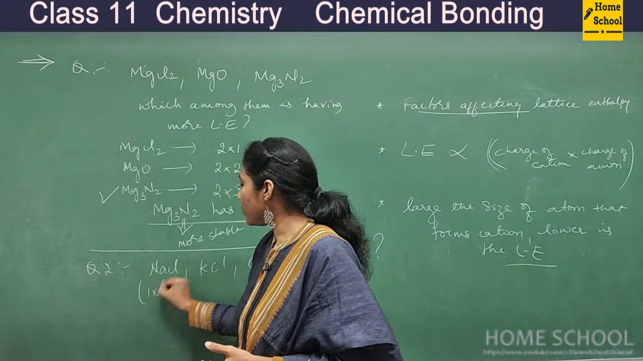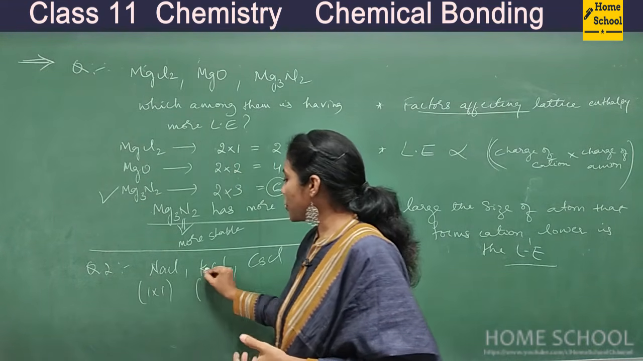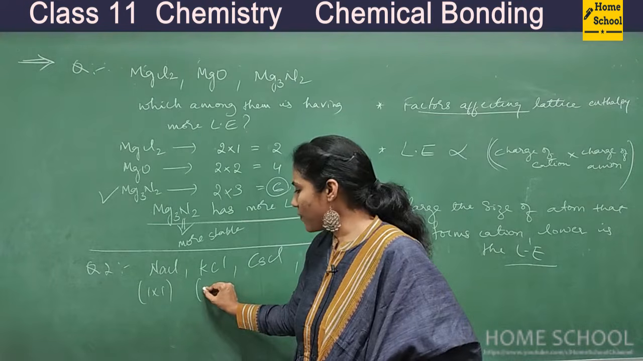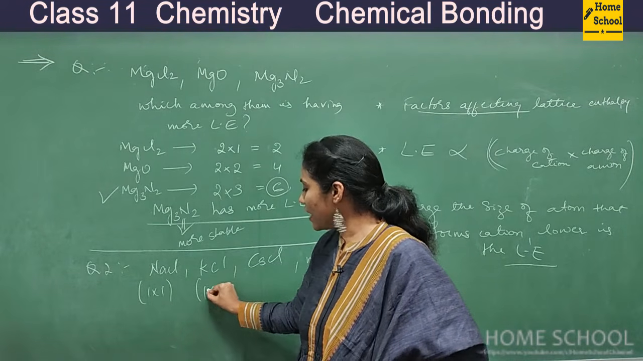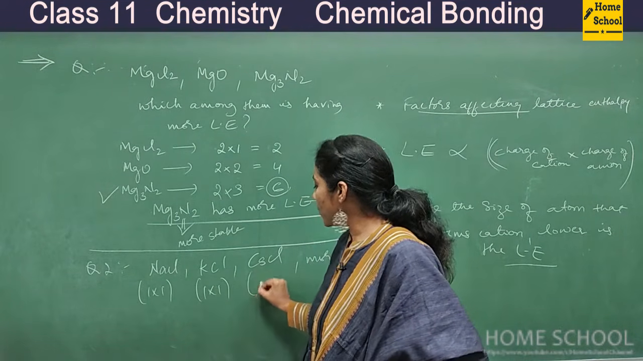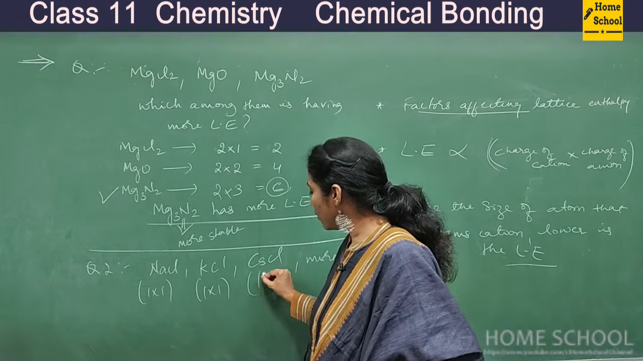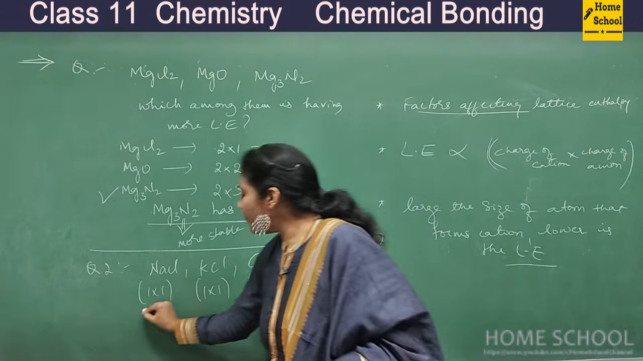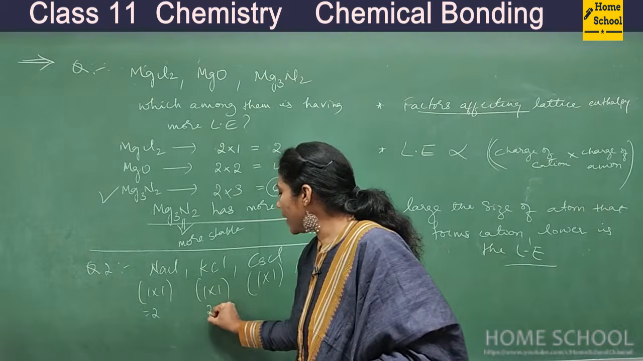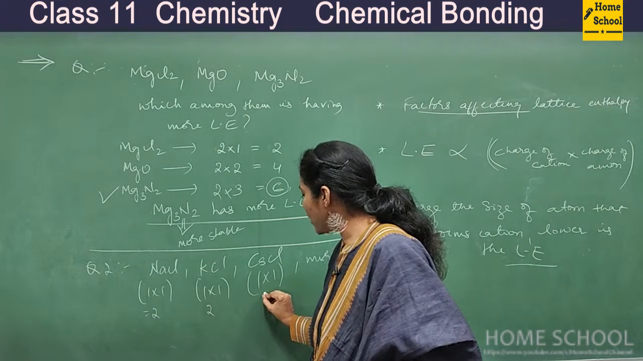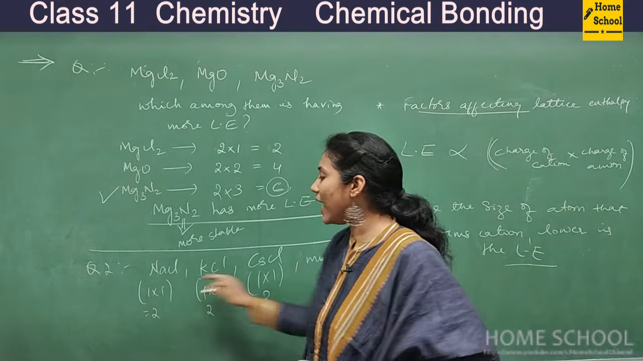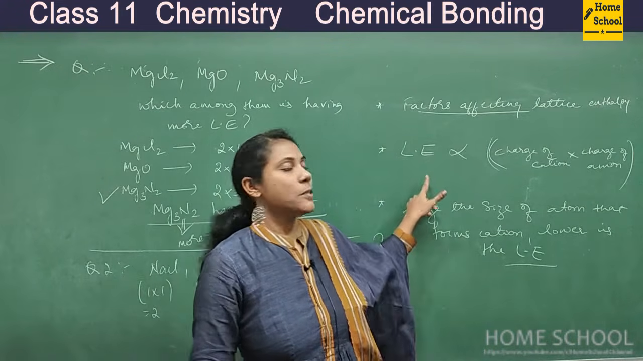Sodium's charge is 1, chlorine's charge is 1. Potassium belongs to the first group, its valency is plus 1. So 1 is the charge, chlorine 1. Cesium chloride, cesium's charge is also 1, chlorine's charge is also 1. So everywhere the product of cation charge and anion charge is 1. So you can't decide based on the first point.